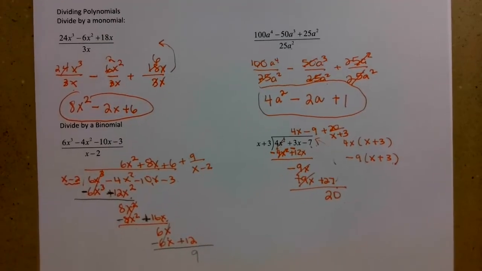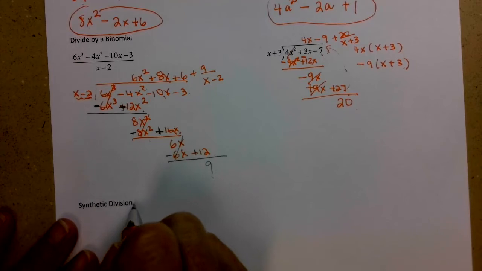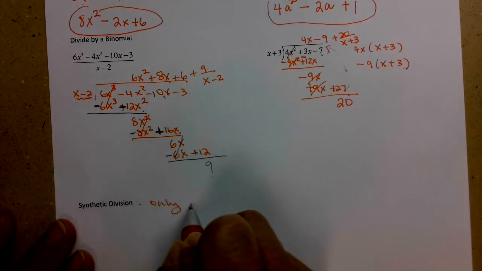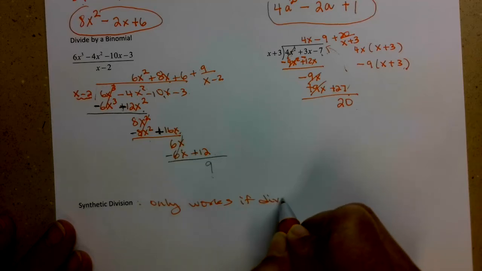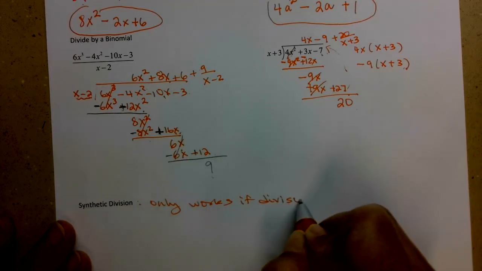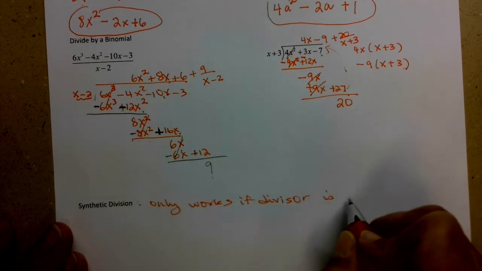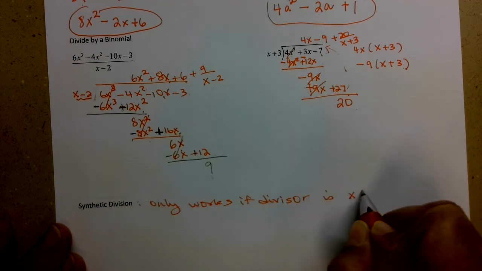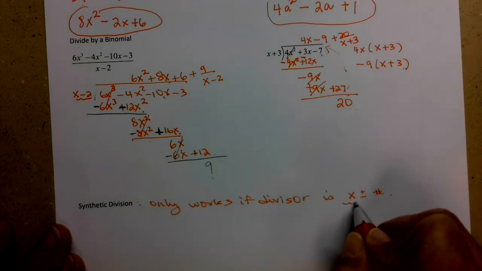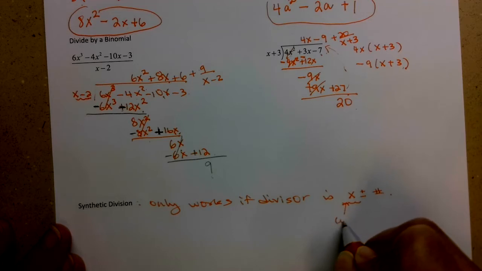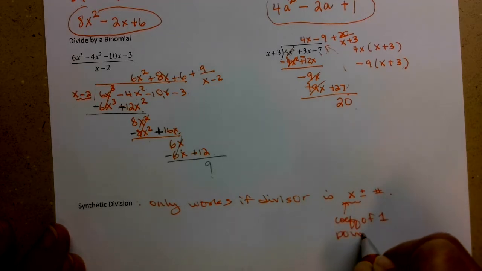Okay, so just real quickly here, I wanted to show you synthetic division. It only works sometimes. It only works if the divisor, the thing you're dividing by, has to have this very special form, x plus or minus a number. So the biggest part here is this x. It has to have a coefficient of 1 and a power of 1.